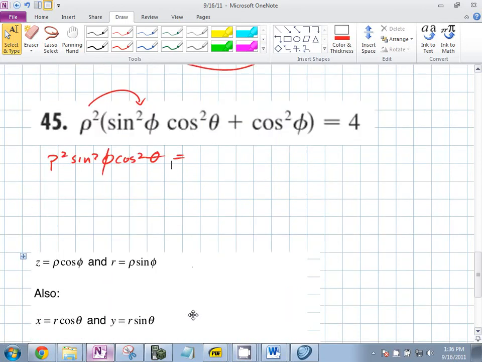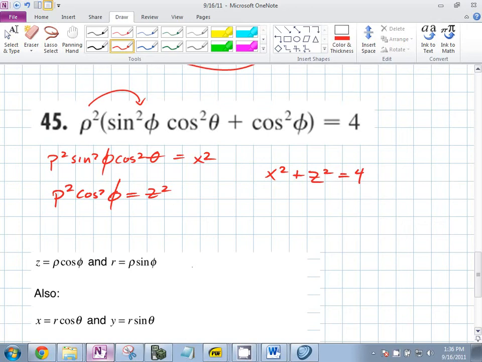It is. Okay, and then what's rho squared cosine squared phi? Z squared, right? So now you have x squared plus z squared equals 4. And that's a cylinder around the y-axis, along the y-axis, of radius 2. Yeah, it depends on how you cut it.